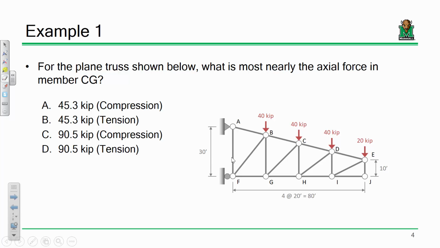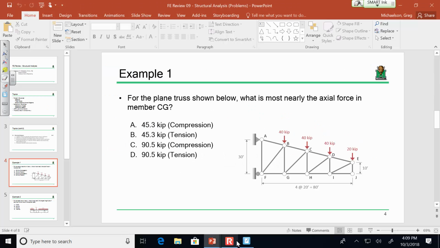So again, secret weapon of structural engineering, I'm going to cut a section, and I'm going to cut a vertical section between B and C and look to the right. So we'll draw that out, and let's see what it looks like.